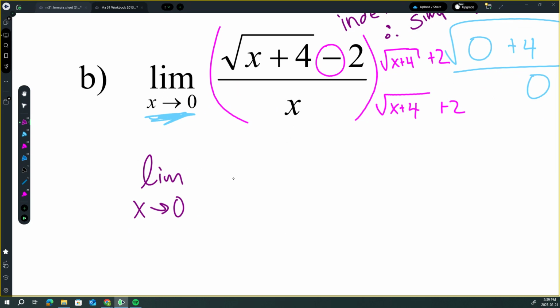So for this, we're going to get, sure, I'll do this a bit stepwise.